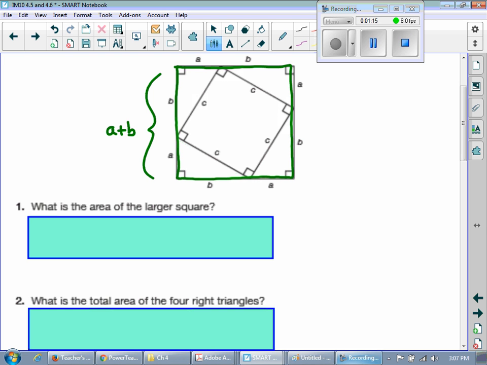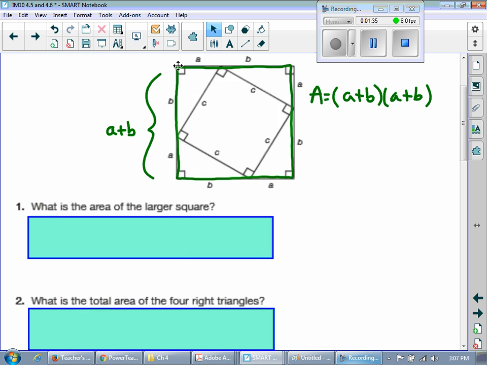So I'm going to do a little bit of algebra work here to the right. And if you could just copy it down and follow along. So we really have area is equal to a plus b, one side, times a plus b, which is the other side. So this is area of the large square.